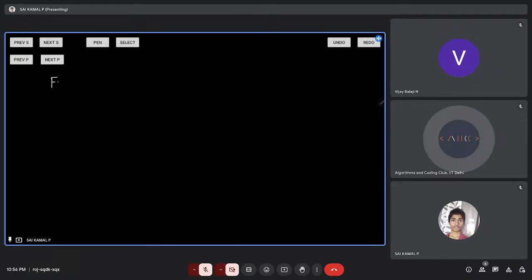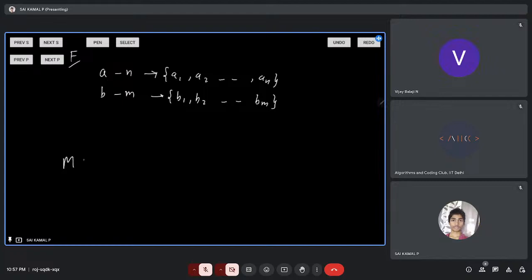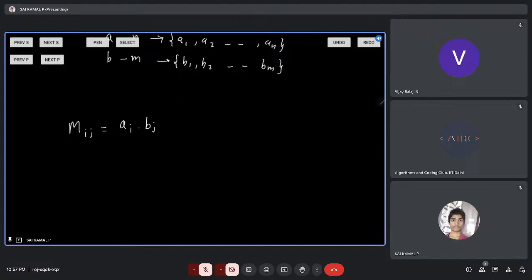Yeah. So I'm presenting the solution for problem F. In this problem, we are given two arrays A and B. A has length of n and B has a length of m. So we have the sequence A1, A2, and so on up to An, and a sequence B1, B2, and so on up to Bm. And we are asked to construct a matrix capital M such that the ij element of this matrix is equal to the product of the ith element from the first sequence and the jth element from the second sequence. So Mij is Ai times Bj.